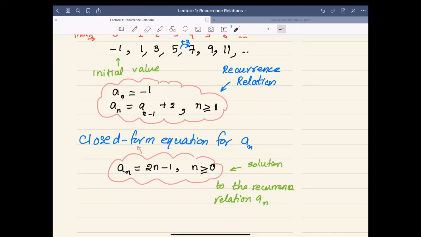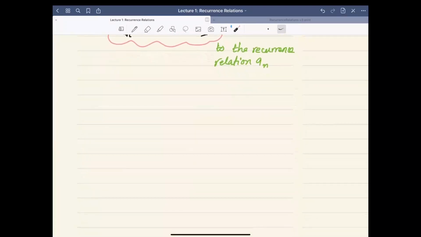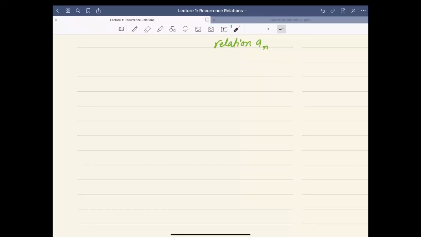Our next question before we start the second example: if you are given a recurrence relation and its solution, how do you prove that it is really a solution to the recurrence relation? So here we will write a question, as an example. So this is our next example.